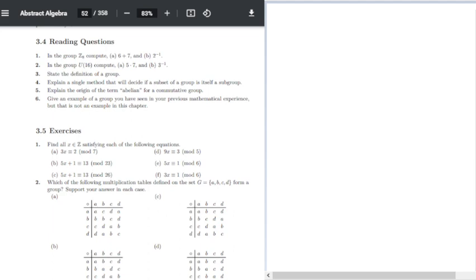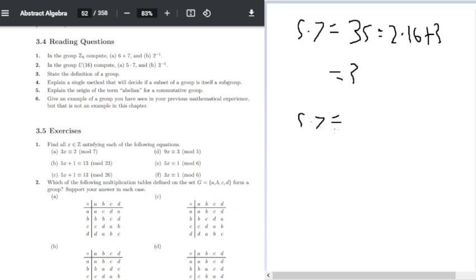All right, next reading question. In the group U16, compute 5 times 7 and 3 times 3 to the negative 1. So we're looking for 5 times 7. Let me bust out my calculator again, because I'm very bad with basic arithmetic. 5 times 7 is equal to 35. We subtract 16 to get 19, which equals 2 times 16 plus 3, so it is equal to 3. So 5 times 7 is congruent to 3 mod 16.